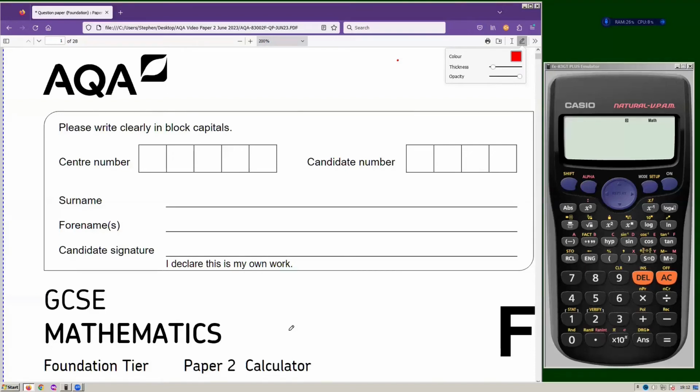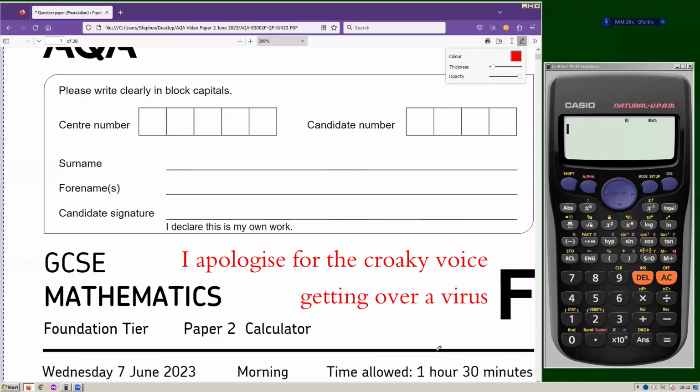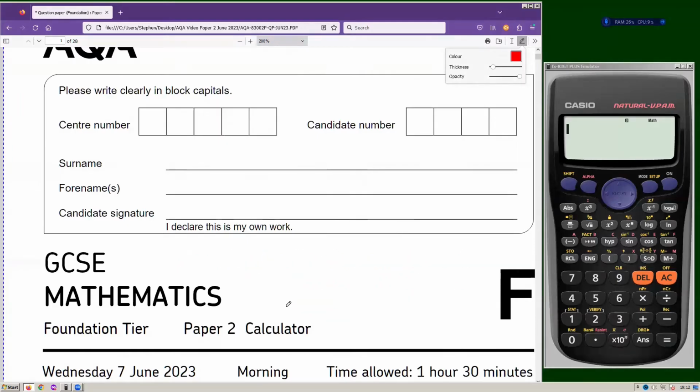Hello, we've got this GCSE Mathematics Foundation tier, paper 2 calculator, and let's have a look, see how much time we've got. We've got 1 hour and 30 minutes, and it was the paper from June 2023. Okay, let's see how we get on.